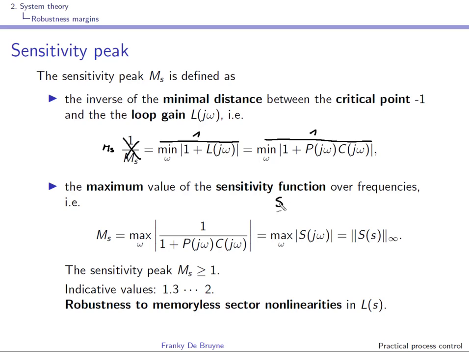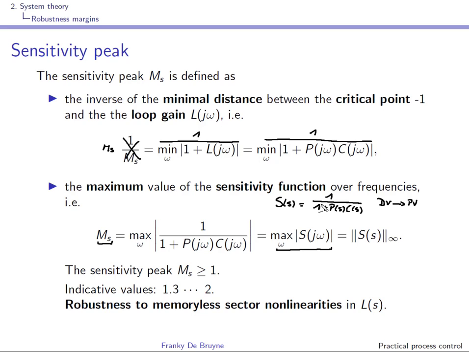If we now define the sensitivity function, and this is a transfer function, as 1 over 1 plus PC, right? And this is the transfer function from dV to PV, then we can see why we call this the sensitivity peak. It is this quantity over here, the maximum value of the magnitude of the sensitivity transfer function.